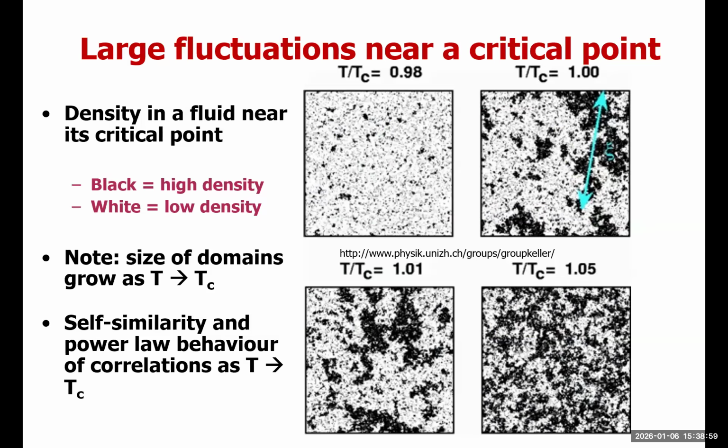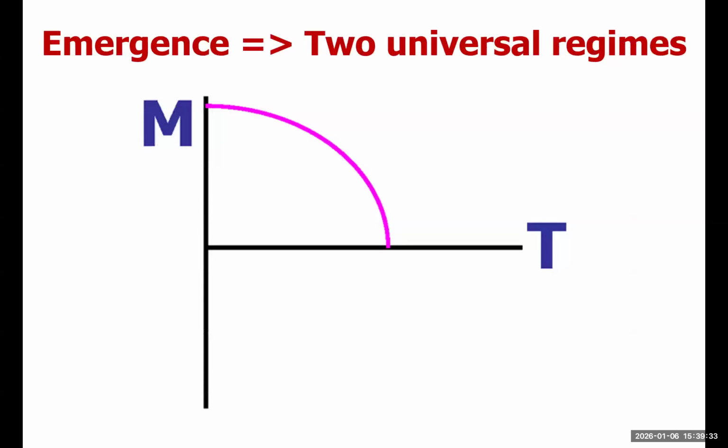If I look near that critical point, what I will see, and I'm looking here at pictures that represent the density fluctuations in a fluid, a gas or liquid near its critical point, you can see that the structure has fluctuations. Black is high density, white is low density. Those fluctuations increase, and you get domains that grow as you get towards the critical temperature, and the system actually becomes a fractal. It becomes self-similar. And we're going to understand why that is.